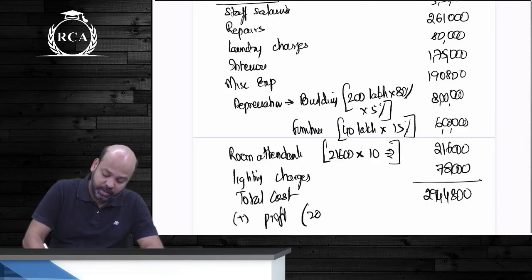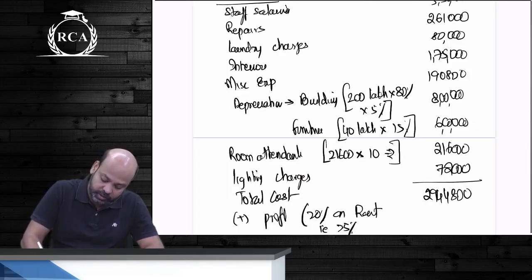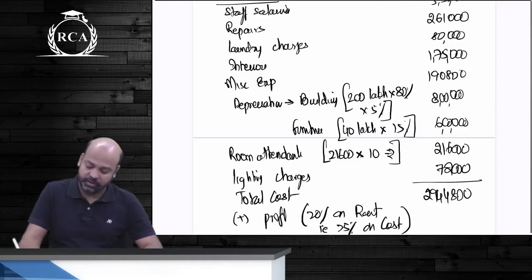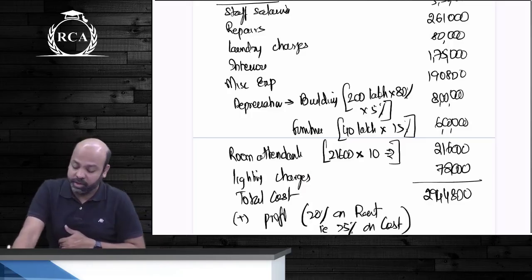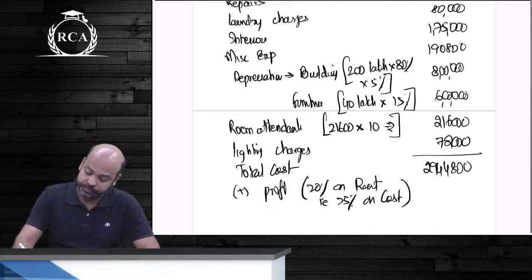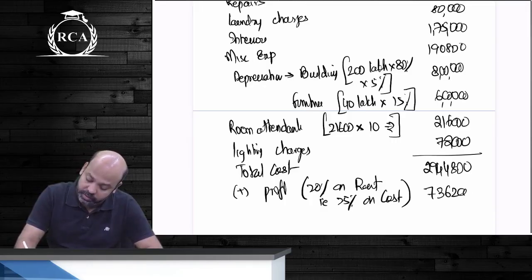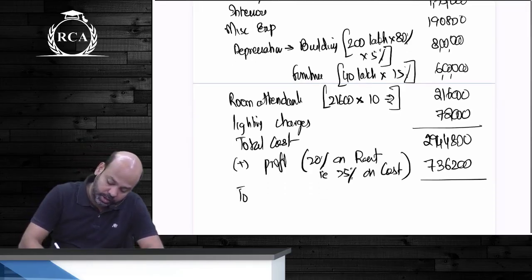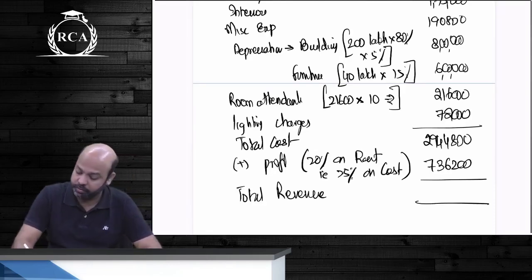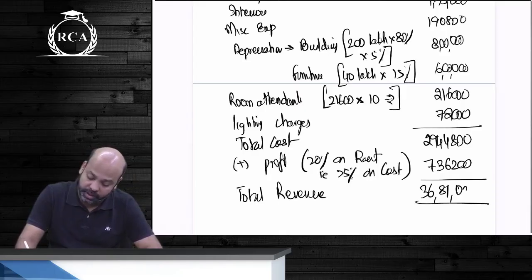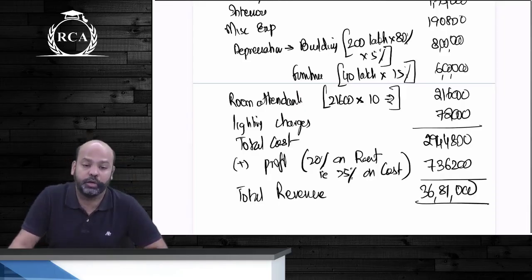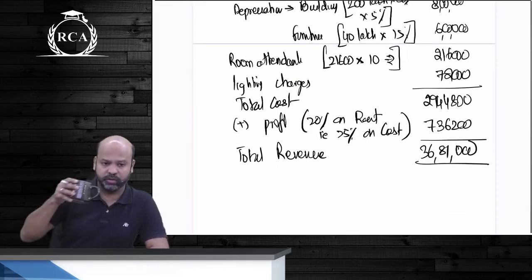Question says profit markup is 20% on rent, so you can add 25% on cost. Basically your cost as such, beta, should be 80% of the revenue, so you can divide it by 80%. How much is profit, guys? 25% of 29 lakhs 44,800. 7,36,000. So your total collection, beta, or total revenue for the year, guys, should be equal to 36,81,000. This amount, beta, you're going to divide by the total number of equivalent room days.